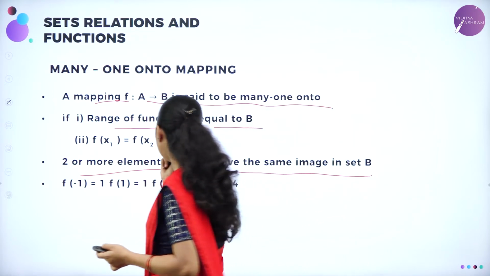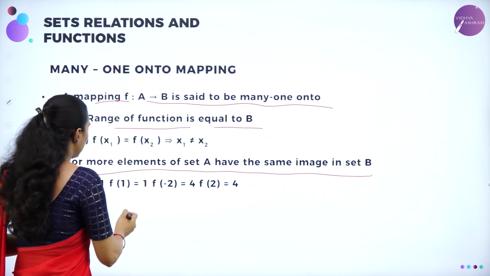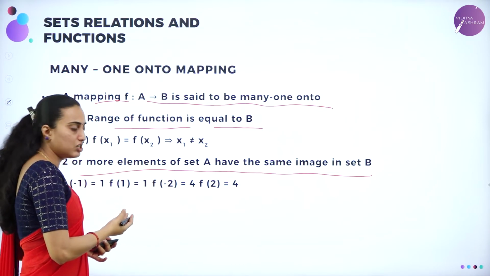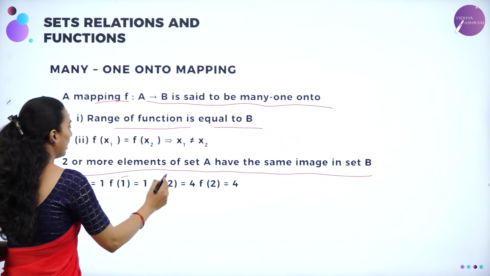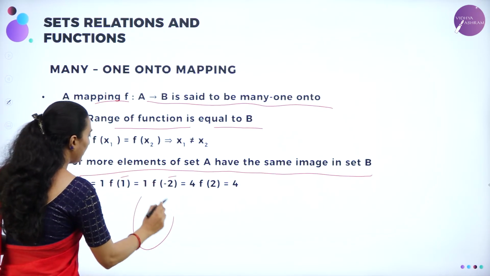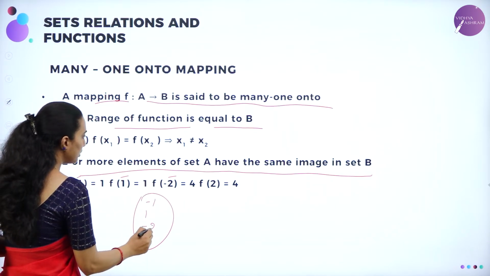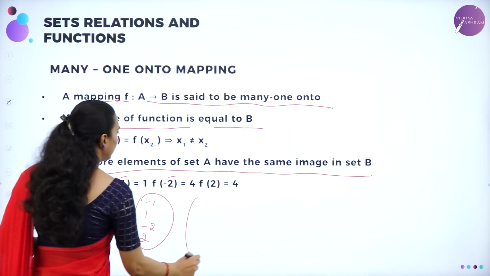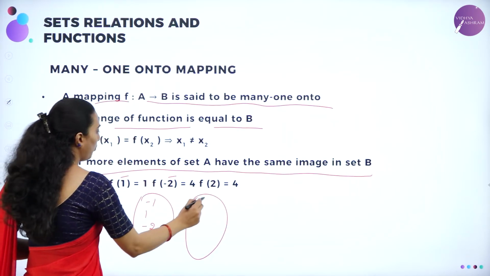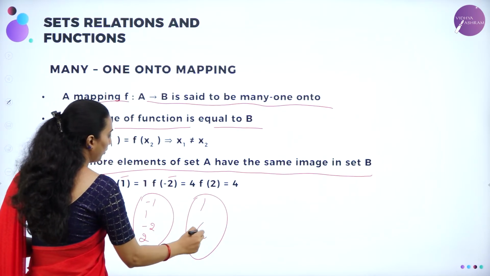For example, here I am going to take the integers. The elements are minus 1, 1, minus 2 and 2. And then here I am going to write the images as 1, 4.